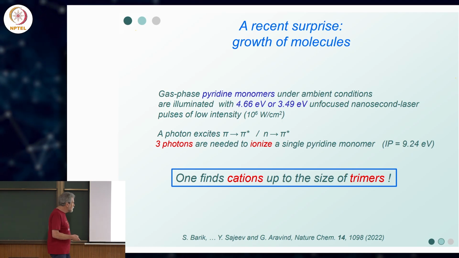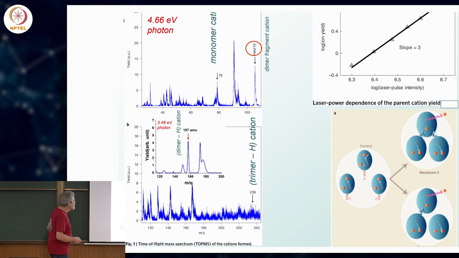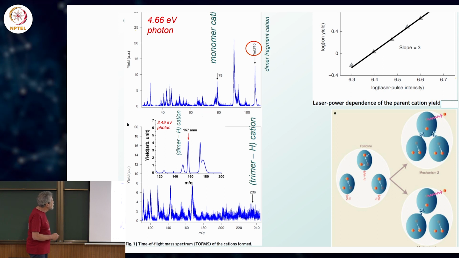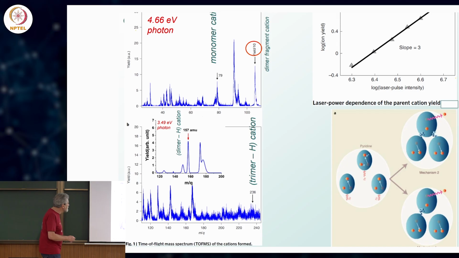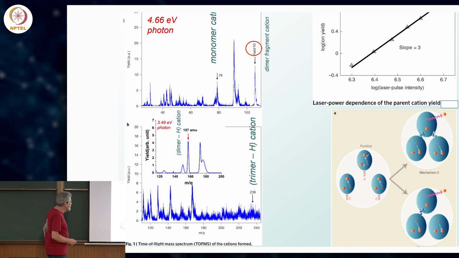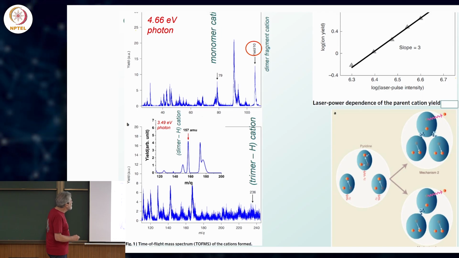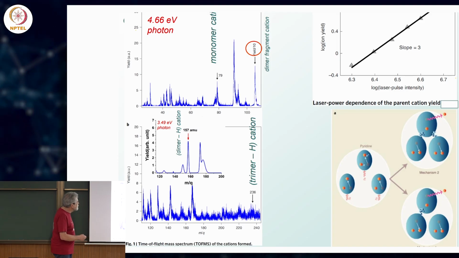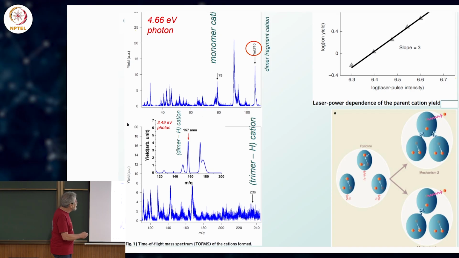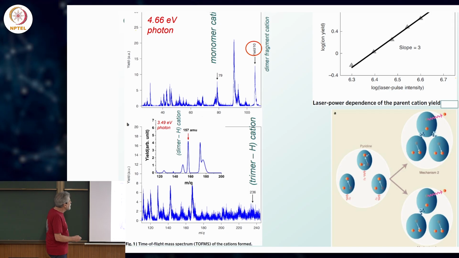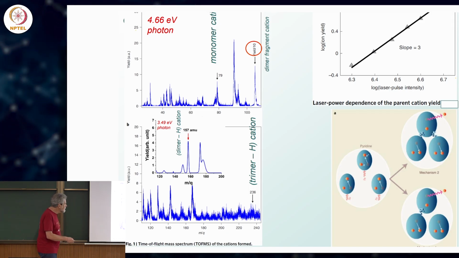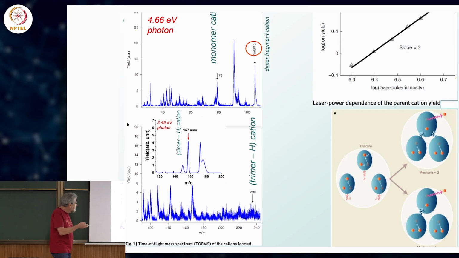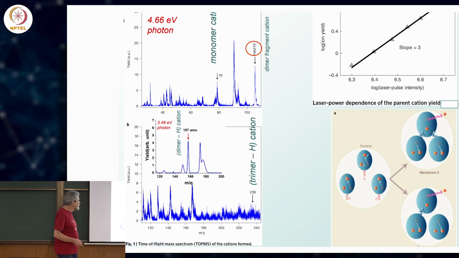Okay, so I don't want to go too much into detail. I just want to show some results. So you see in the mass spec, after illuminating this gas with, let's say, 4.66 or 3.49, which is even less, so this is the inset here. You see essentially the parent cation, and you see, however, many with larger masses. Okay? This is divided by 10, so that's actually the dominating one. So you go to the dimer, trimer, here is the trimer. You find a lot of fragments of larger ones. And how can this have happened with photons where you need 3 to ionize a single monomer?